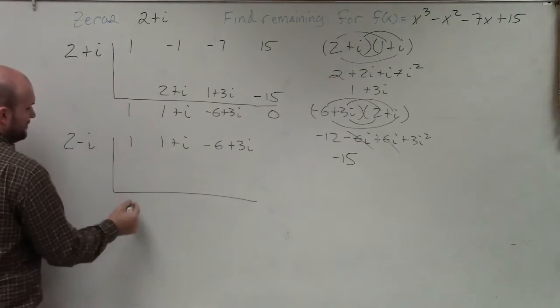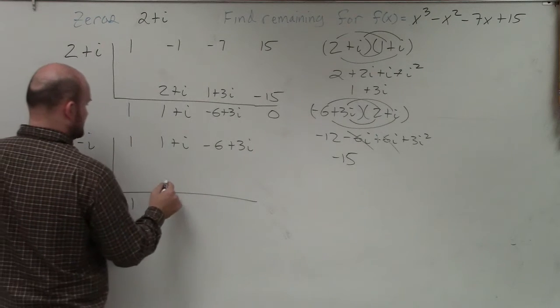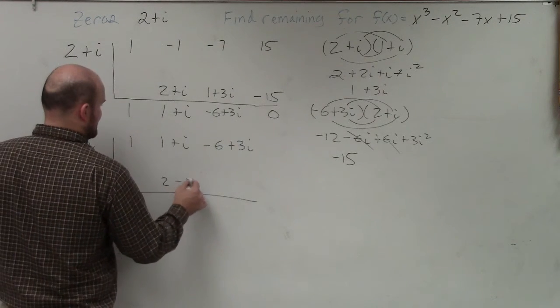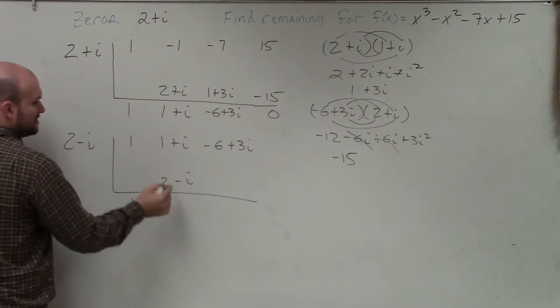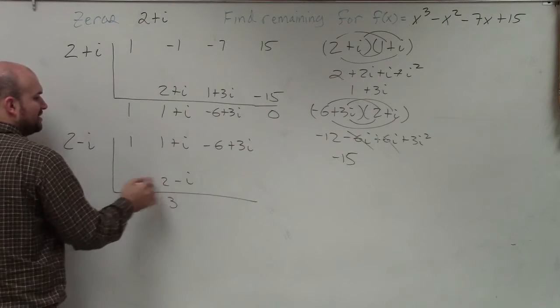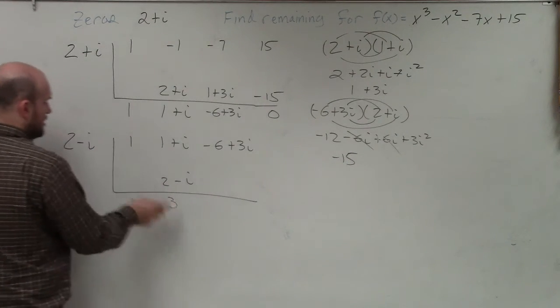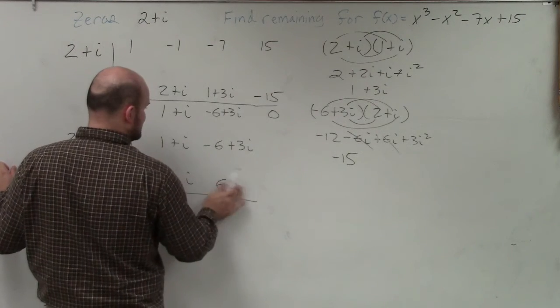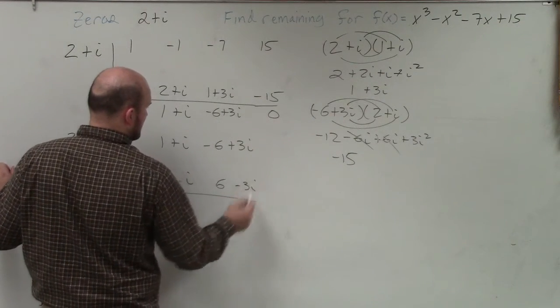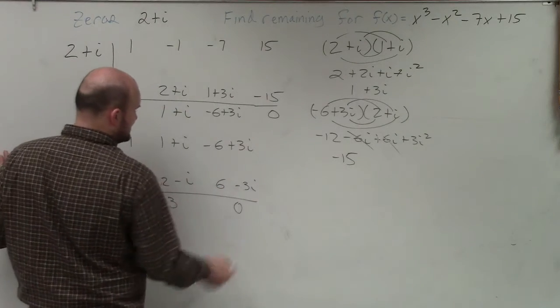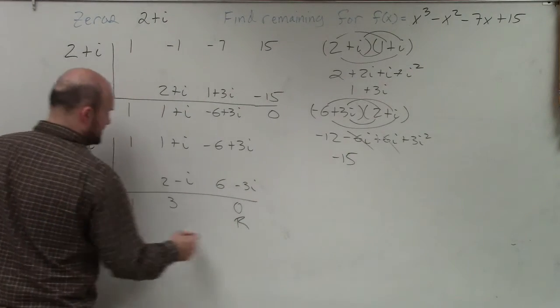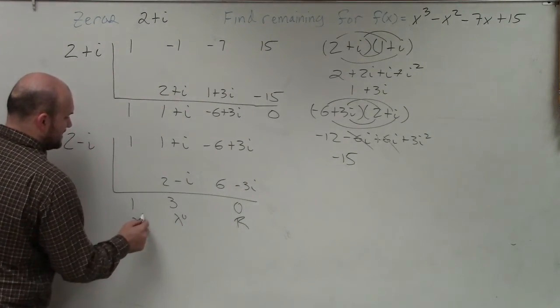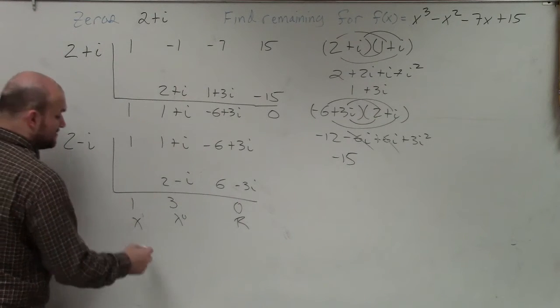OK, so I bring down the 1. 1 times 2 minus i is going to be 2 minus i. Here, 2 plus 1 is going to be a 3. i plus -i is going to be 0i. 3 times 2 plus i is going to give me a positive 6 minus 3i. Therefore, those add up to give me 0. So now, if that's my remainder, that's my constant, and that's my linear, meaning the quotient as a factor is x plus 3.